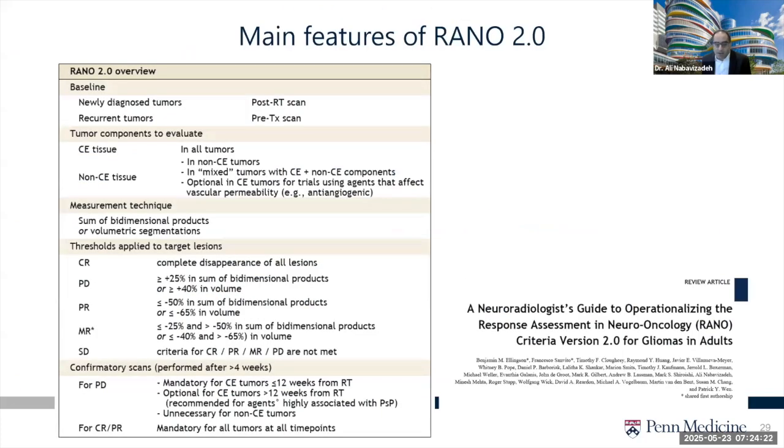So again, to summarize, these are the main features of RANO 2.0. Baseline MR is different for newly diagnosed. The post-radiation scan is baseline for recurrent tumor. A scan very close to the new treatment.